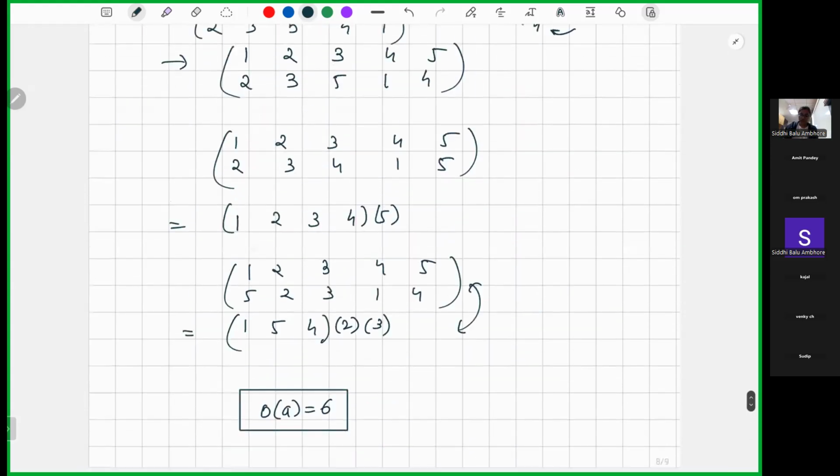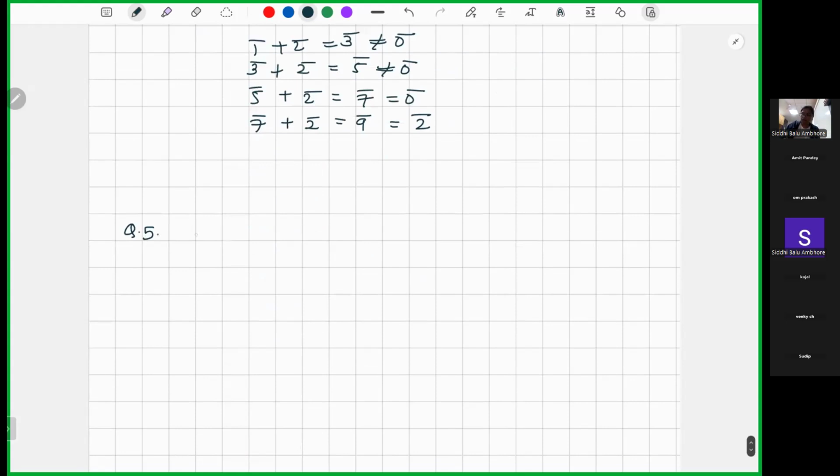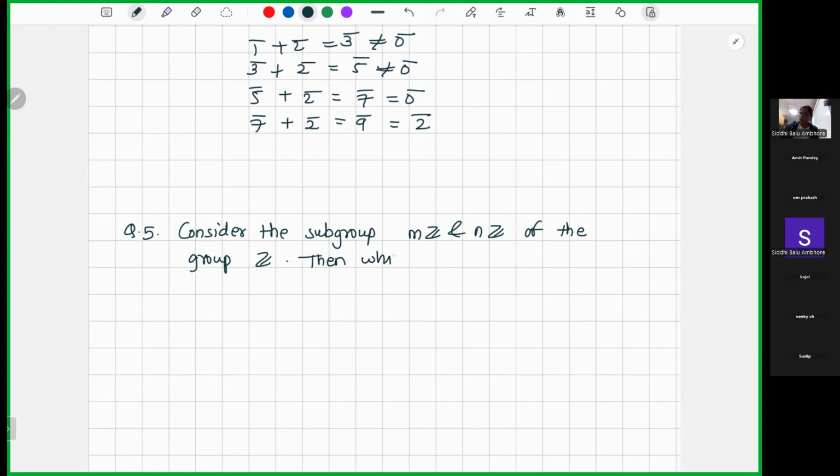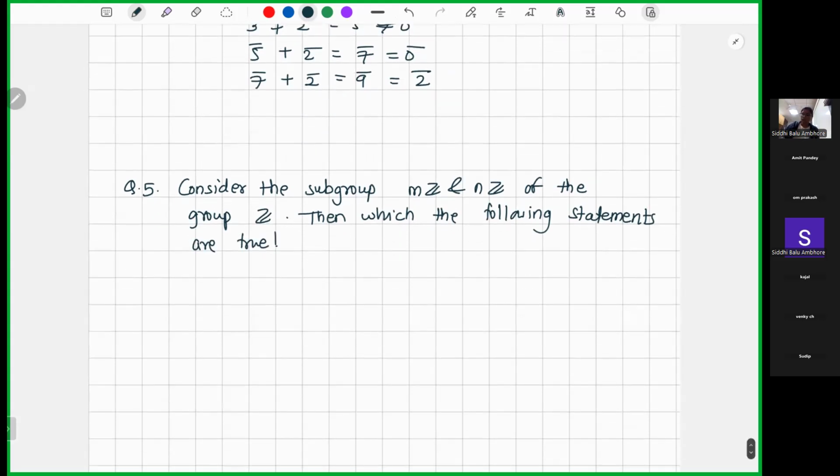Question, I guess this is question 5. Consider the subgroups mZ and nZ of the group Z. Which of the following statements are true? Here we assume that m and n are non-zero for convenience.